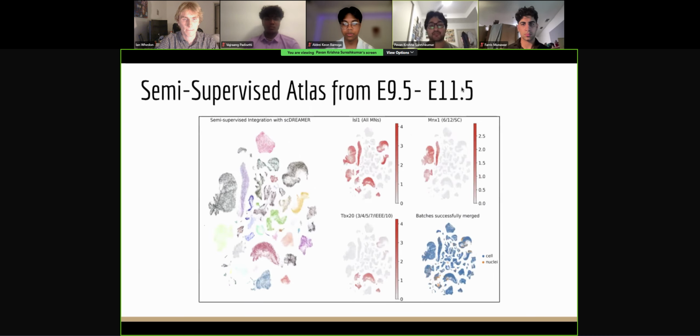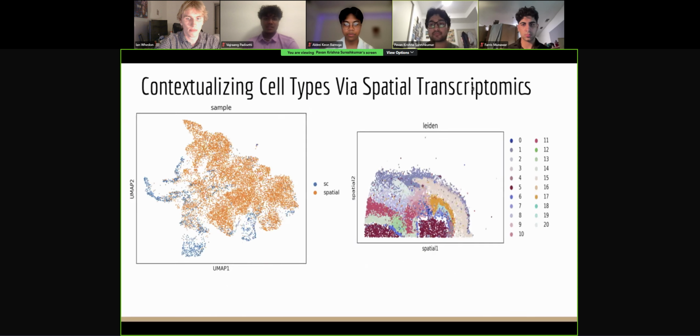For the supervised atlas, we provide cell type labels to the model, allowing the model to cluster cells accordingly. This enables precise analysis of each cell type and helps identify genes that are highly expressed in one cell type relative to other cell types.